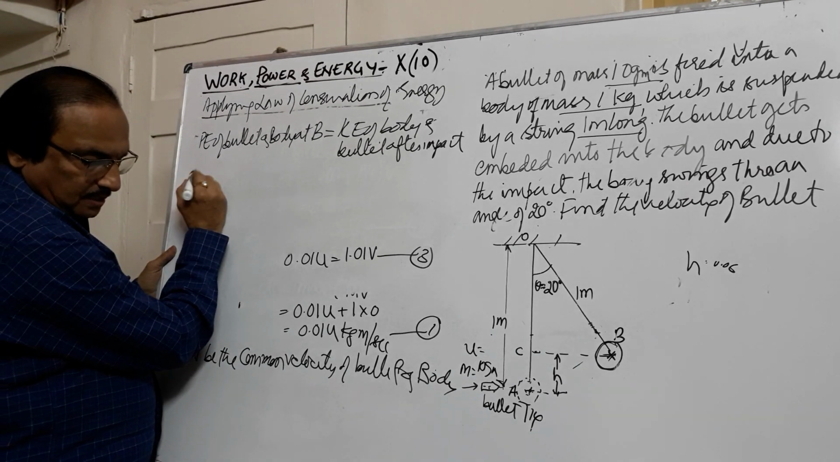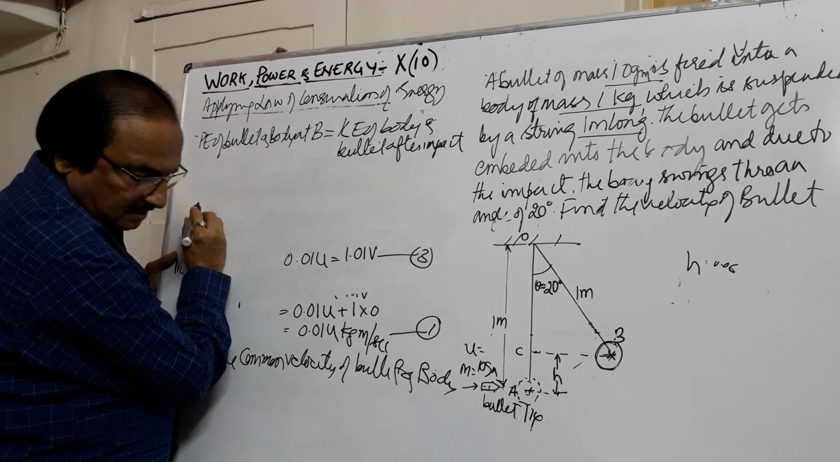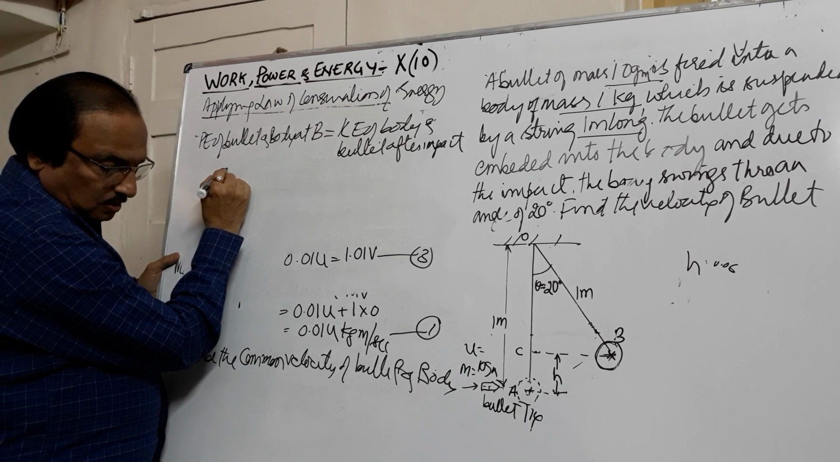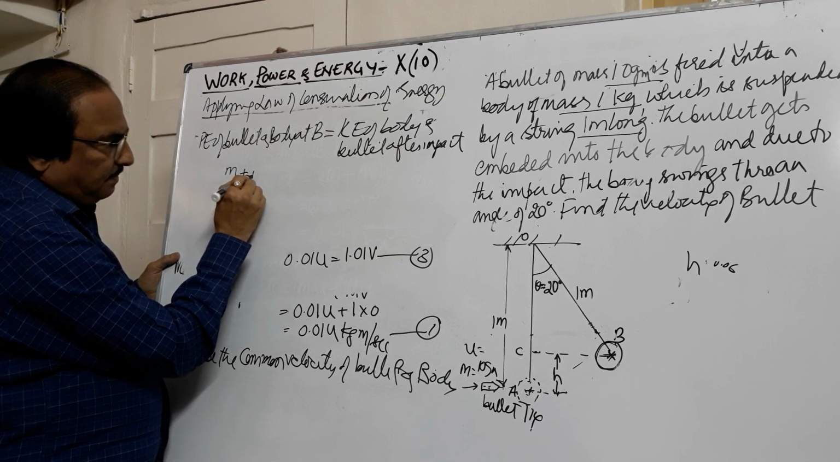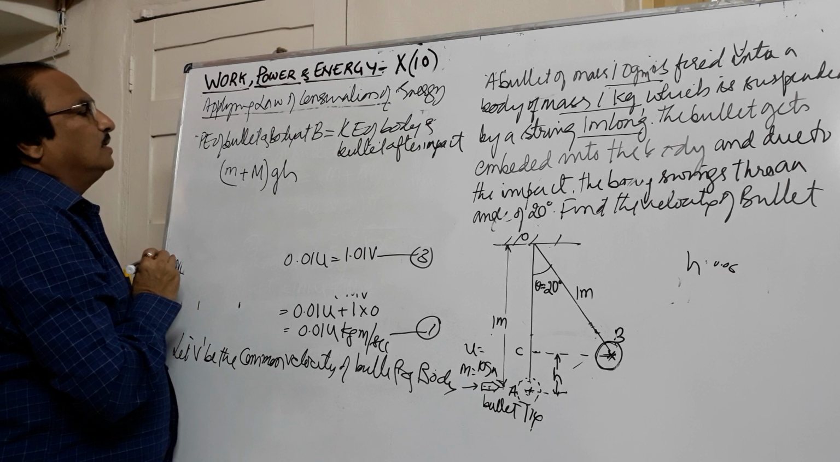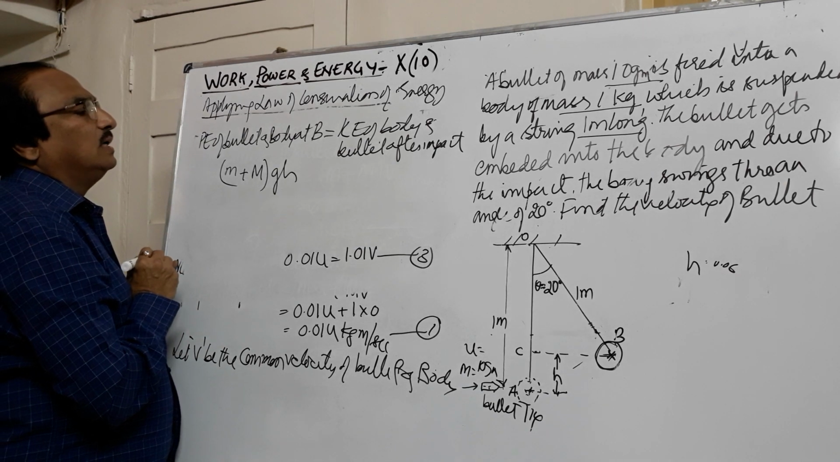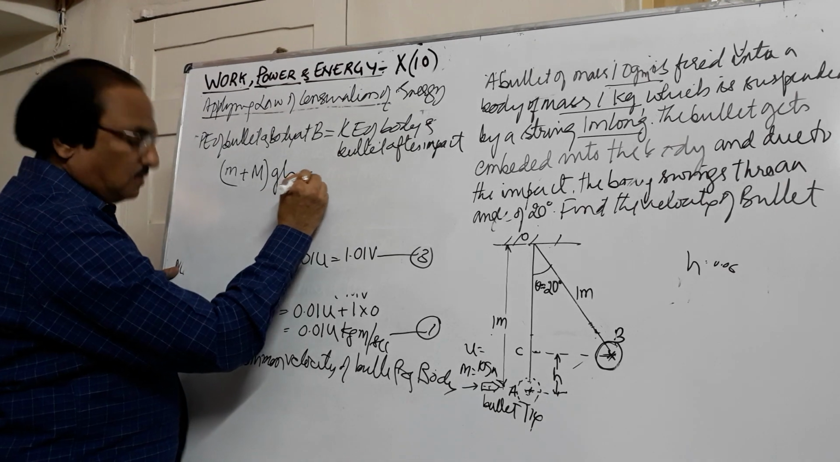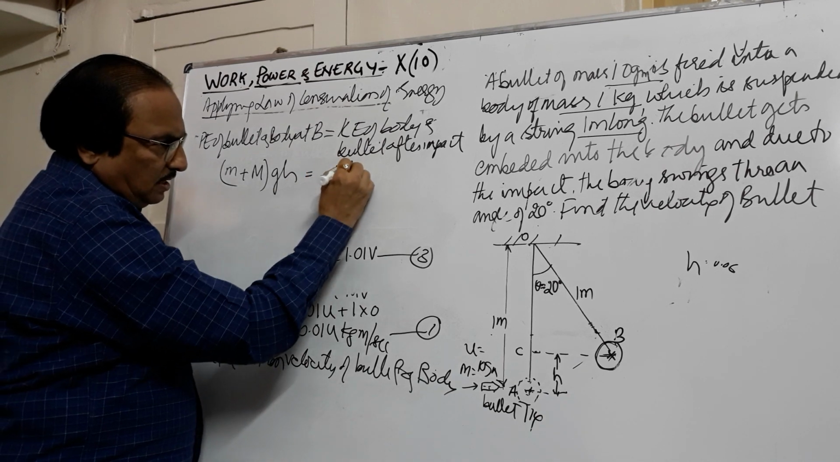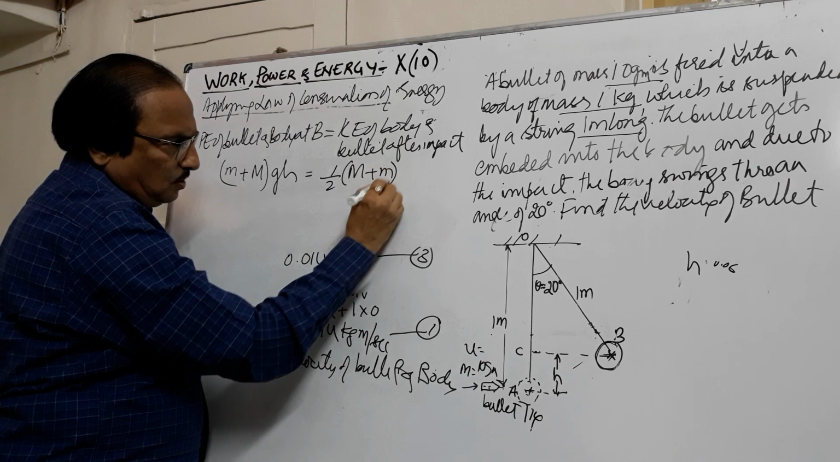Let's see, potential energy of body and bullet after impact is equal to (m plus M) into g into h. This is the potential energy of body and bullet at B. This will be equal to kinetic energy, which will be equal to half into (m plus M) into common velocity v square.